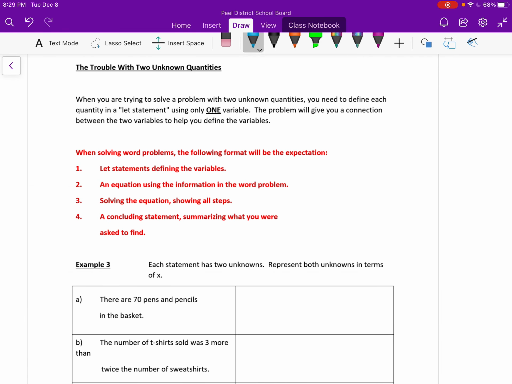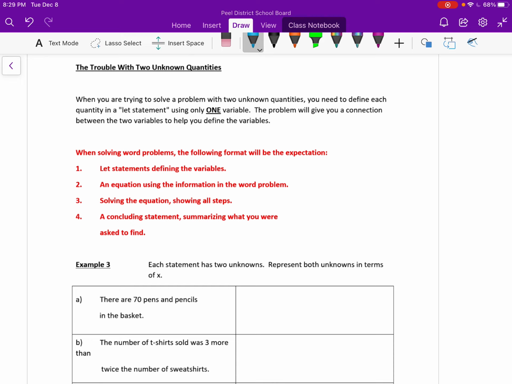So when you're trying to solve a problem with 2 unknown quantities, right, you need to define each of the quantities in a let statement. So we're going to use those let statements. And remember, like we were using it with one variable, now you're going to have 2. Define them and be like, let x equal something, let y equal something.